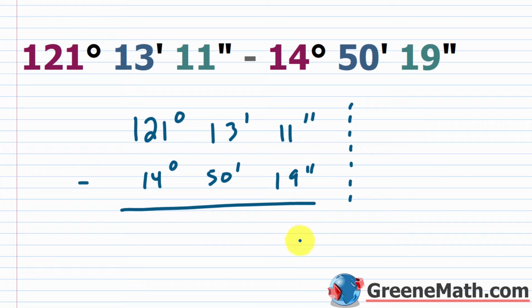Let me put my bar down here. And I'm just going to write that relationship one more time. So we know that 1 degree is equal to 60 minutes, and we know that 1 minute is equal to 60 seconds. So we're going to use that again.